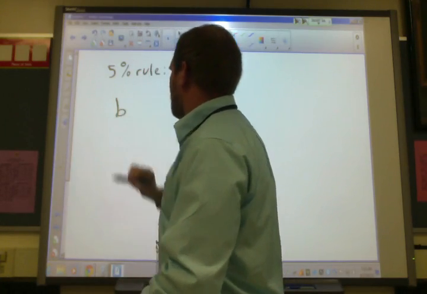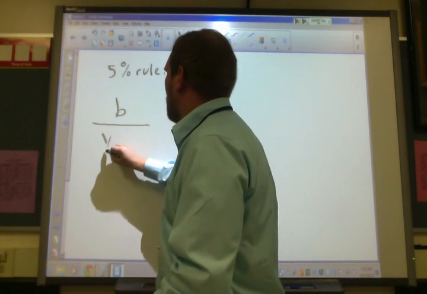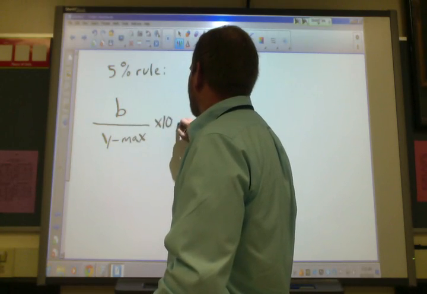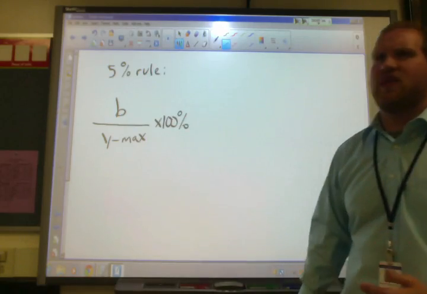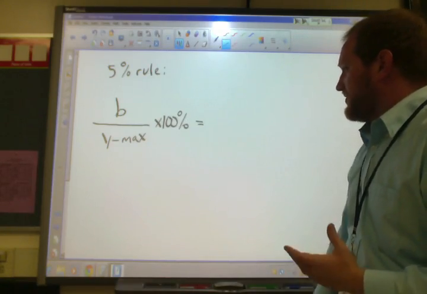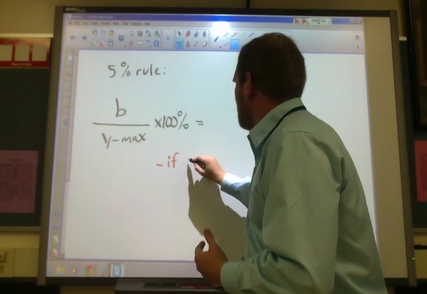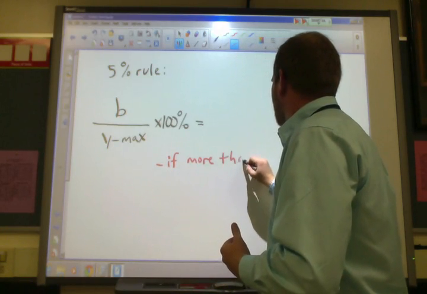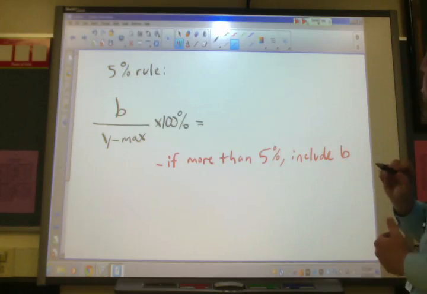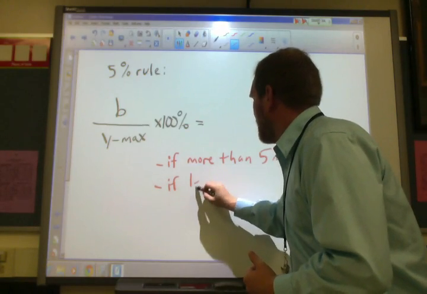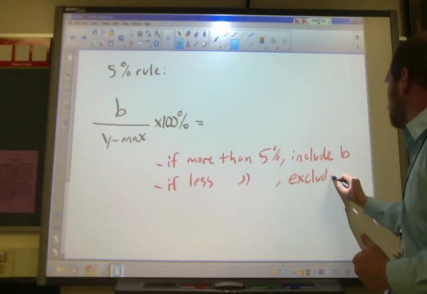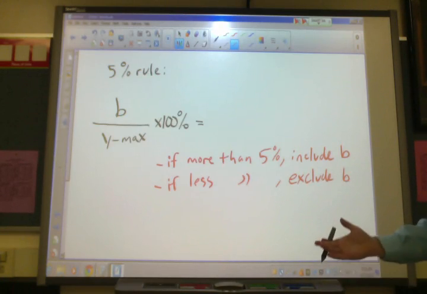You take your y-intercept, which is b, you divide it by y max, and you would say times 100%, or just say times 100 and then add percent. And you want to say, is this going to be more or less than 5%? So the rule is, if more than 5%, include the y-intercept. If less, exclude it. Or ignore it, or whatever you want to say.